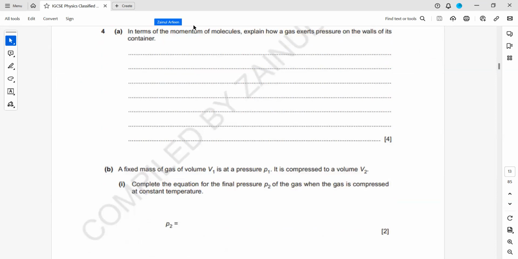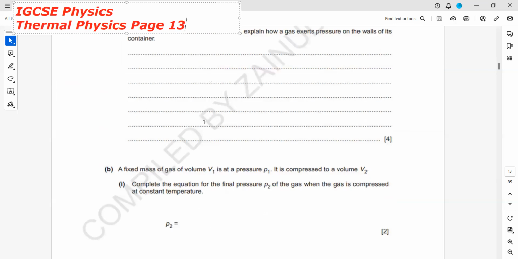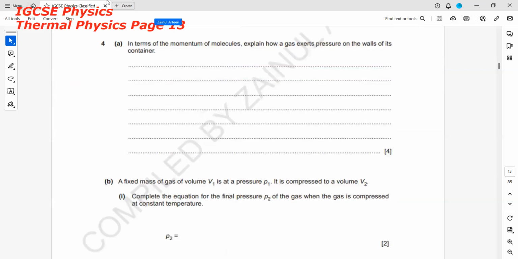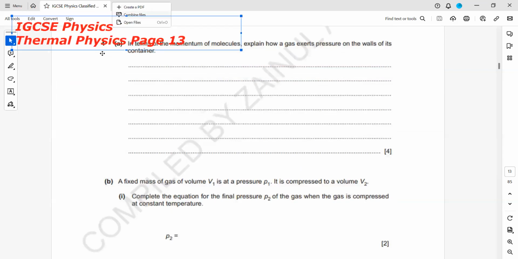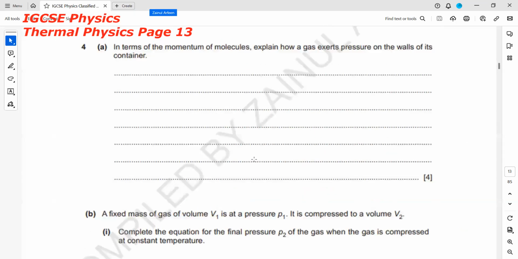Question, this is from page 13. So we have, in terms of momentum, as I mentioned here, a 4-mark question. In terms of momentum of molecules, explain how a gas exerts pressure on the wall of a container. So how do gases exert pressure? In terms of momentum, we have to explain this.